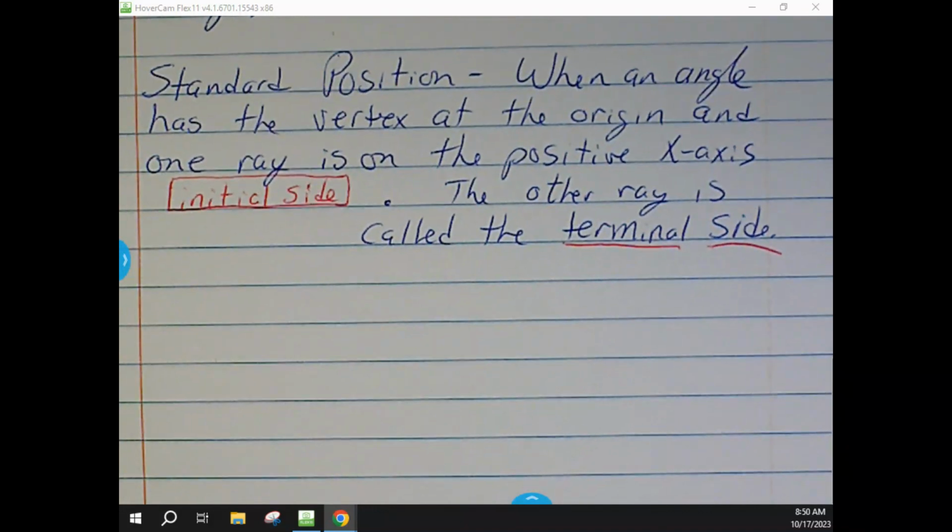Okay, so standard position has a vertex at the origin. One ray is on the positive x-axis. The other ray is called the terminal side.